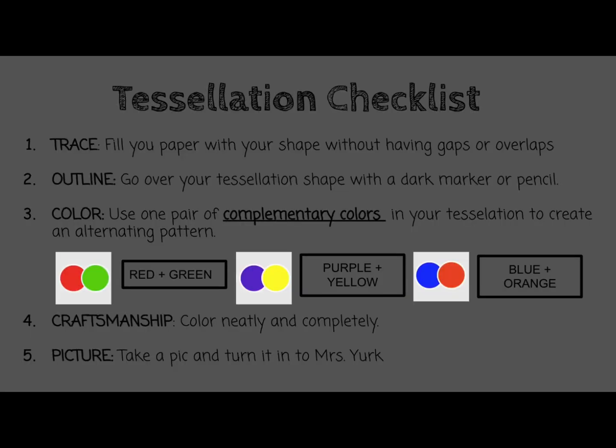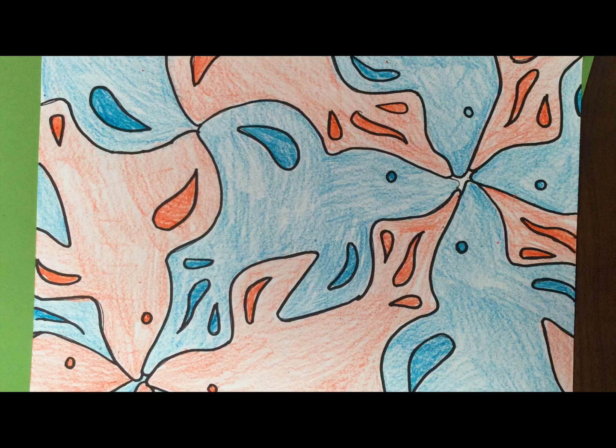Okay, artist, here is your project checklist for your tessellation. Step 1, trace. Fill your paper with your shape without having any gaps or overlapping areas. Then outline. You can use a dark marker or pencil, whatever you have. Choose one pair of complementary colors in your tessellation to create an alternating pattern. This could be red and green, purple and yellow, or blue and orange. You have 3 choices. Be sure to color neatly and completely, and take a pic and turn it into Mrs. York. Happy making!